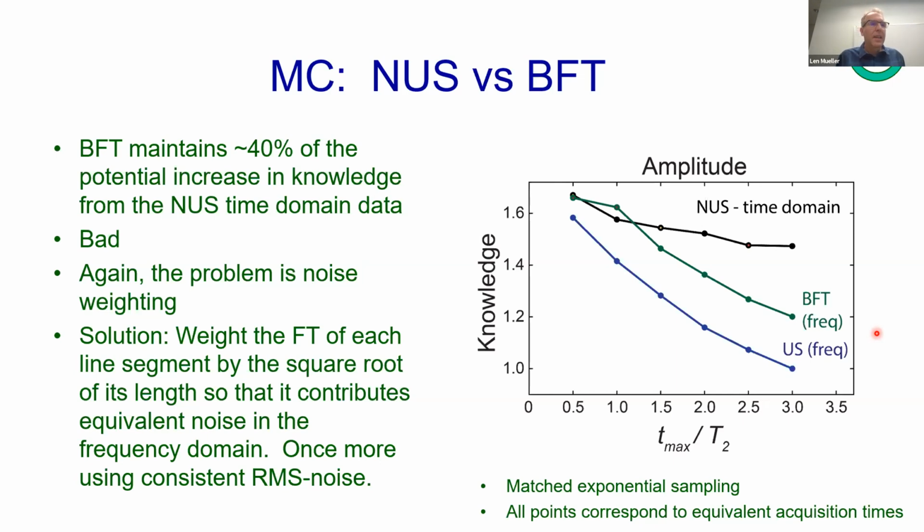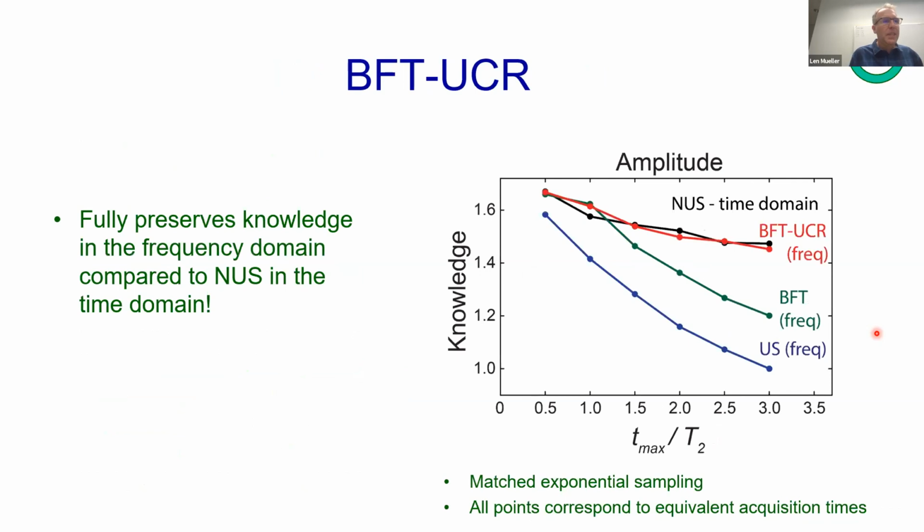Luckily, there's, again, a simple solution. What we need to do is weight the Fourier transform of each of those line segments by the square root of its length so that it contributes equivalent noise in the frequency domain. And once again, we call this using consistent RMS noise, or the BFT UCR. And when you run this through Monte Carlo, what you find is that the BFT UCR fully preserves knowledge in the frequency domain compared to NUS in the time domain.